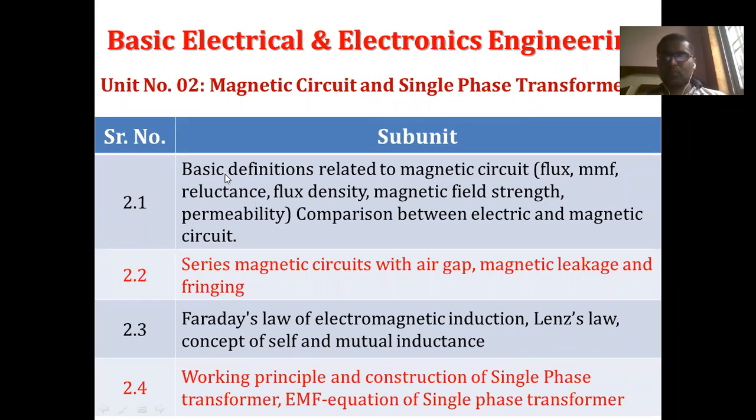Then the second subunit, 2.2: series magnetic circuits with air gap, magnetic leakage and fringing. Check the spelling.